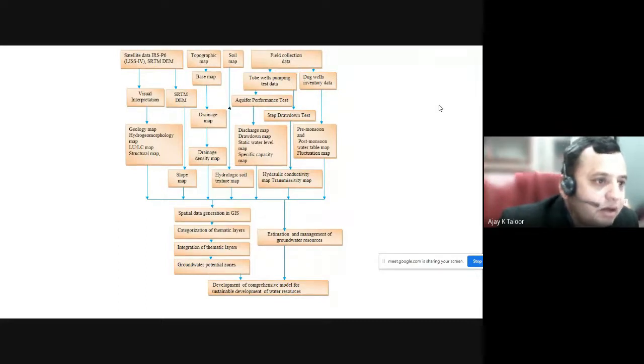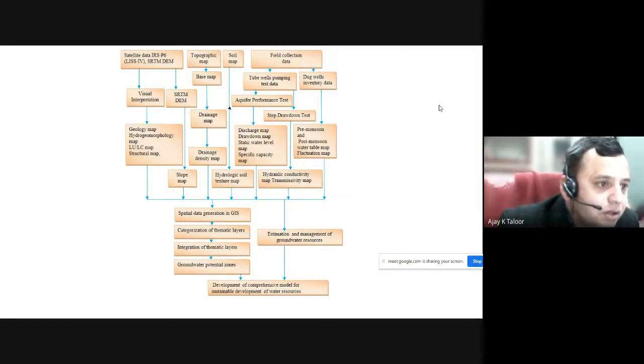What we have done is take the satellite data. In this particular study, we have taken the LISS-4 data. I think you know that LISS-4 has a resolution of 23.5 meters. Then we have taken the Shuttle Radar Topographic Mission DEM, which has a resolution of 90 meters. Then the topographic map, known as the topo sheets. Then the soil map, which we have taken from the Soil Bureau of India, nowadays known as the National Bureau of Soil, located in Nagpur. From that area, we have derived the hydrological map.